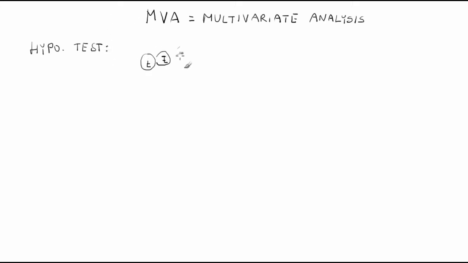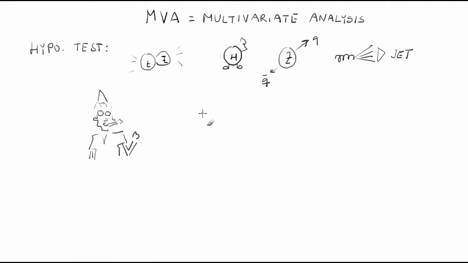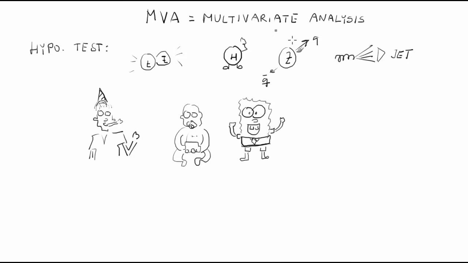This is a TT-bar event. This is a Higgs event. This is a hadronically decaying Z boson. This is a gluon-originated jet. This is a birthday party. This is my son. This is SpongeBob.